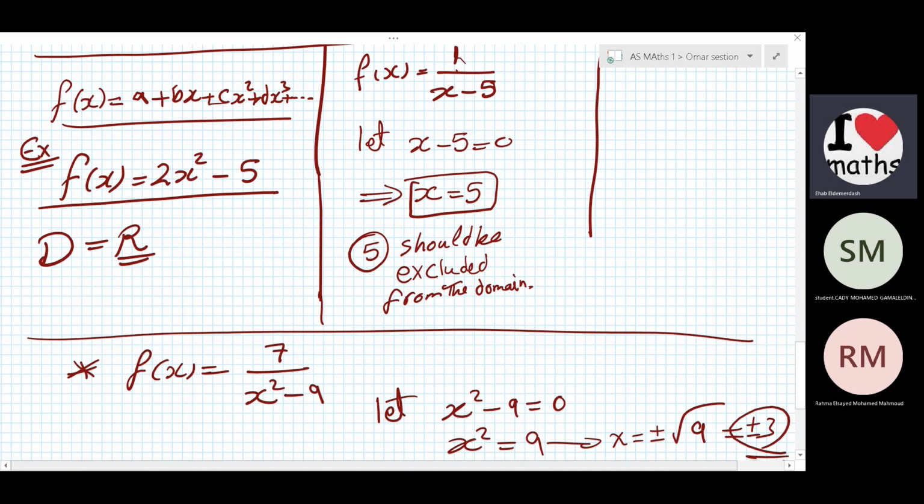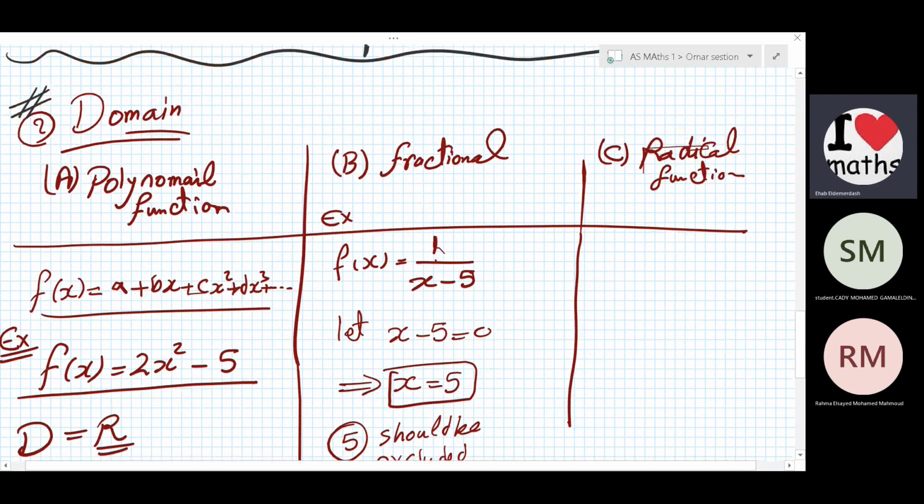Let's go to the third type, which is the radical function. Let me say that f of x is equal to root x. The value which should be excluded from the domain is... the square root doesn't accept any negative number inside the root. If I have a square root I cannot accept any negative value below the root. If I put x equal to -1 it will be a problem.